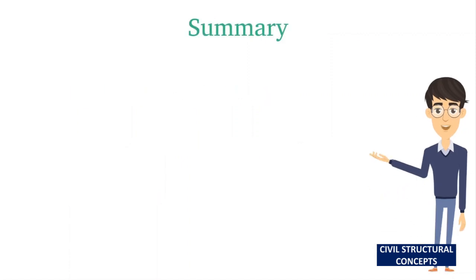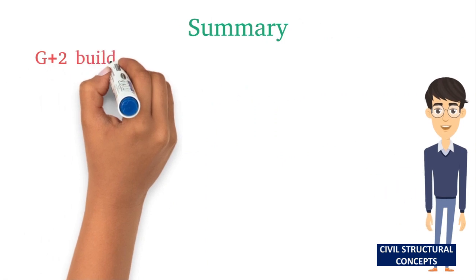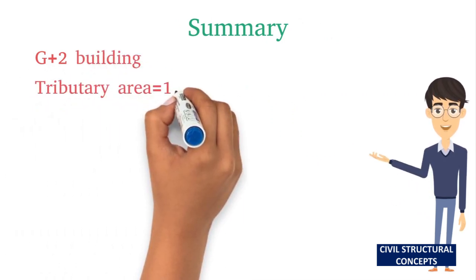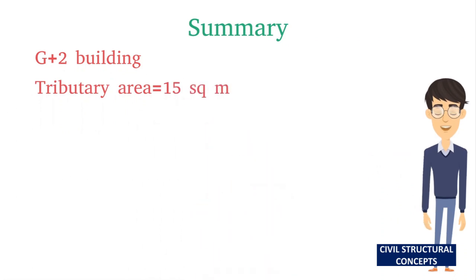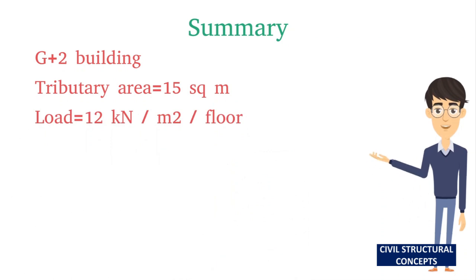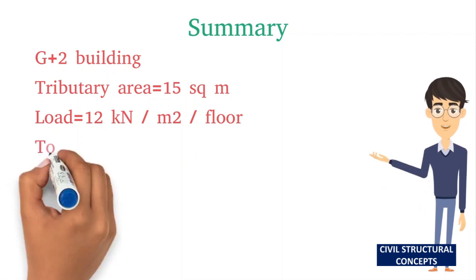Let's summarize the entire process. Consider a standard 3-story building, or G+2. For our design, we are looking at a central column with a tributary area of 15 square meters. We assume a total load of 12 kilonewtons per square meter for each floor. This 12 kilonewton value is the sum of the slab self-weight, floor finish, live load, wall loads, and the beam self-weight. Now, for the calculation.